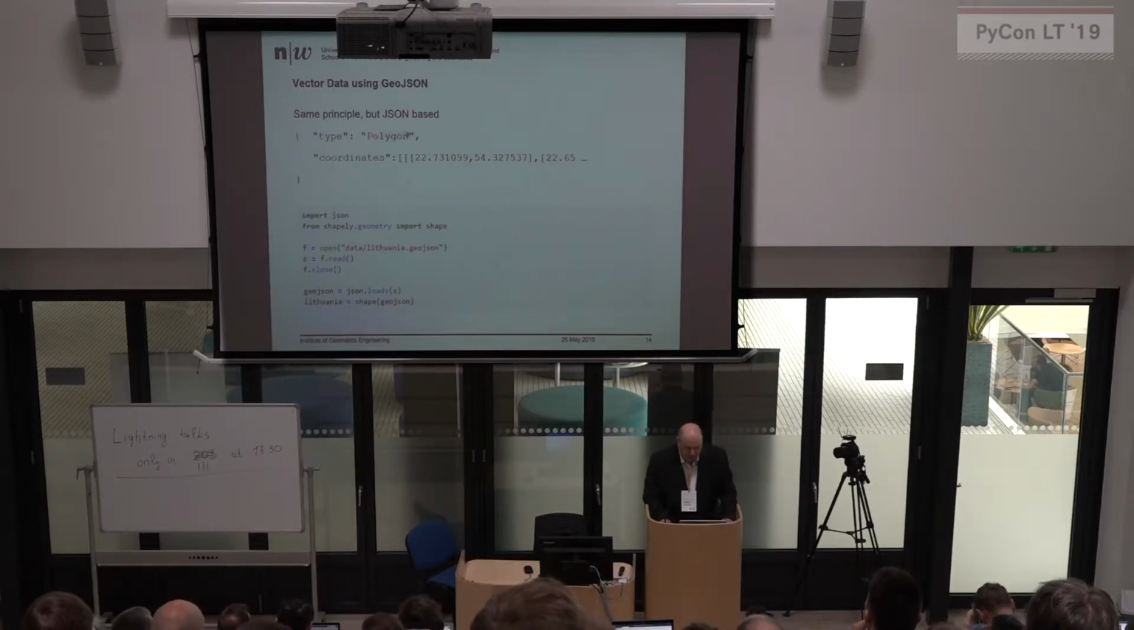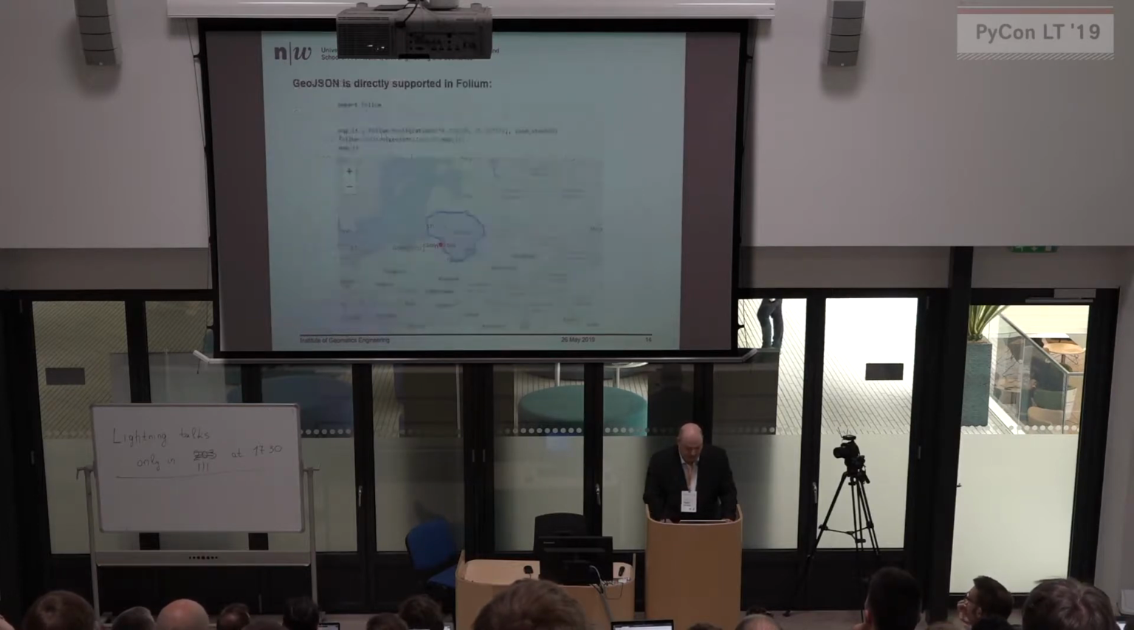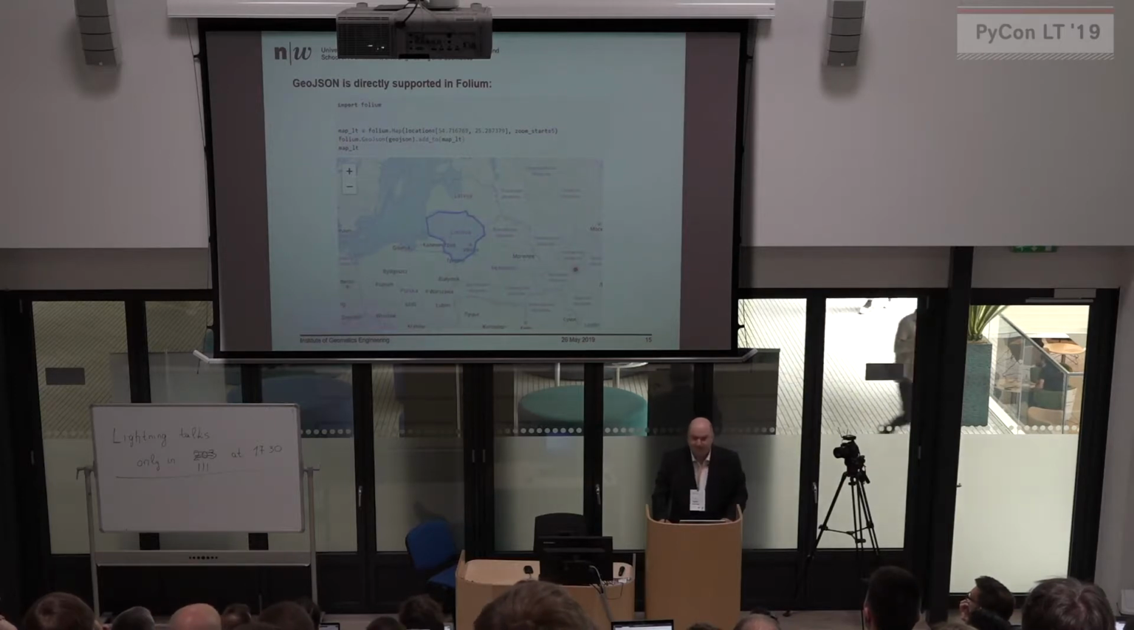So you have the polygon, multi-polygon, line string, and so on, and then its coordinates. And you can just read it and create a shape using Shapely and put it on a map, like folium. So you see, in 4 lines of code, we can put this polygon inside. We just use folium.GeoJson and add it to the map. Okay, I will show that live later.